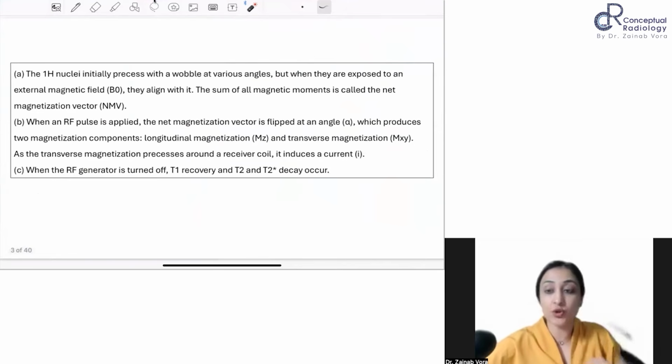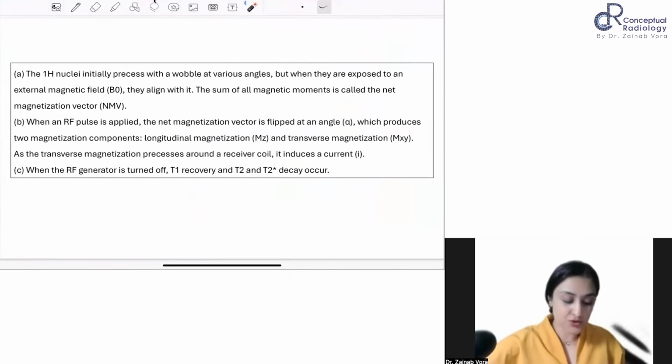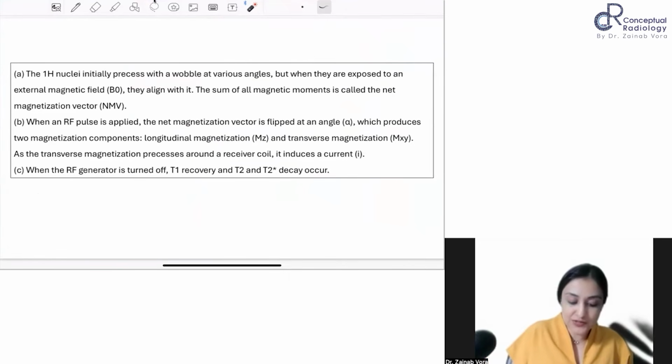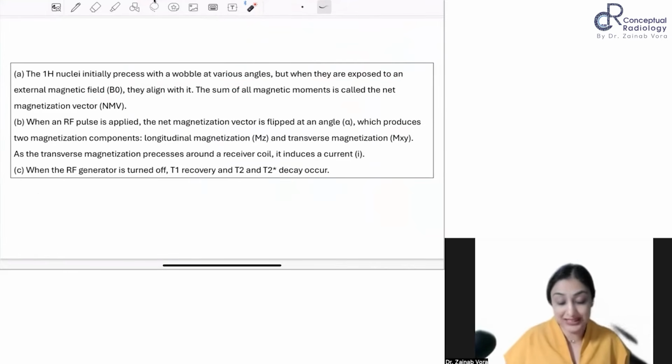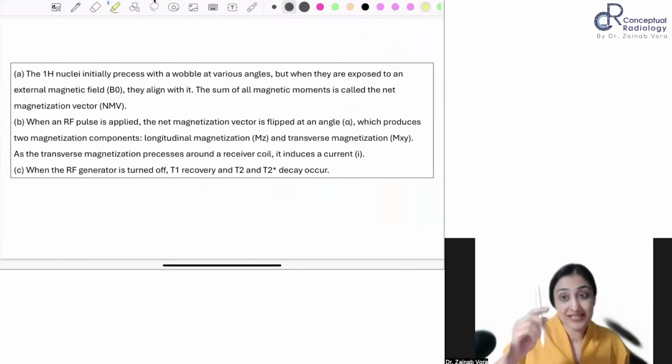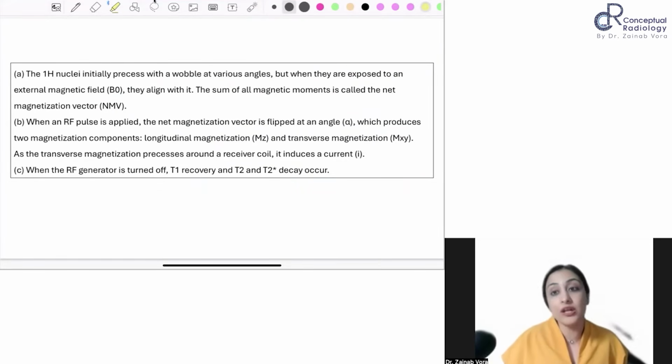Okay, so again, let's consolidate what we have learned so far. So nuclei initially precess with a wobble at various angles, but when they are exposed to B0, they align with it. The sum of all of these moments is called as net magnetic vector. Okay, precessional frequency is the frequency at which these protons are spinning on their own axis, right? So किस frequency से वो spin हो रहे हैं. So that is the precessional frequency. Okay, so जब हमने उनको external magnetic field में डाला, they all aligned. So that is the net magnetic vector.